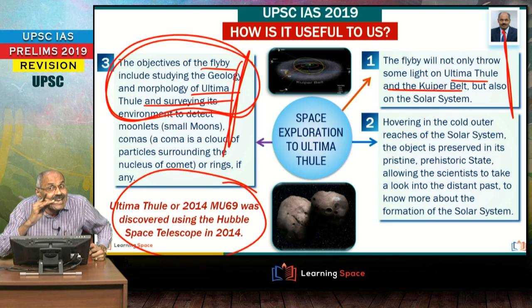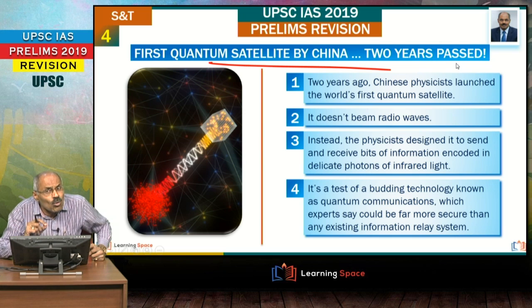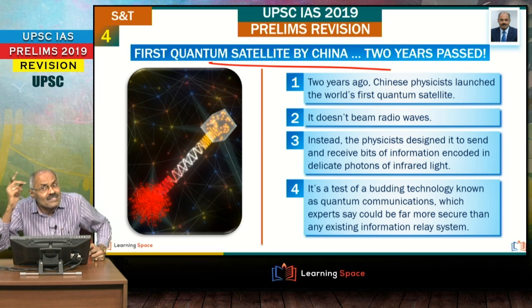We discussed three aspects till now: the chunk formation of China, then the second one, InSight on Mars, and the third one, Ultima Thule. And a few seconds let us spend on the quantum satellite. Though it is old, more than 2 years, it may be important. The first quantum satellite was launched by China. How is it different from a normal satellite?